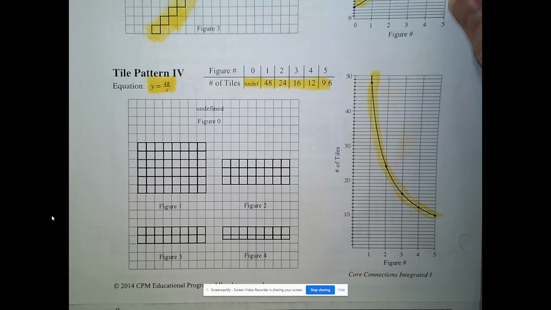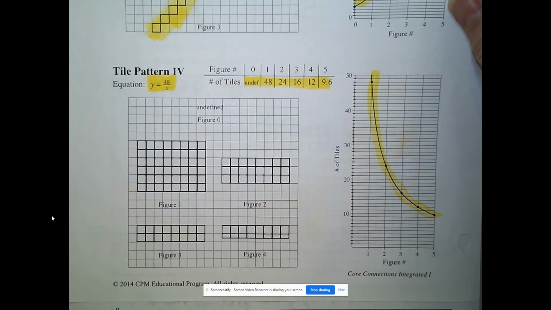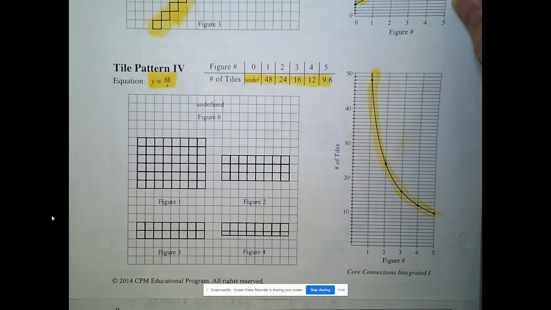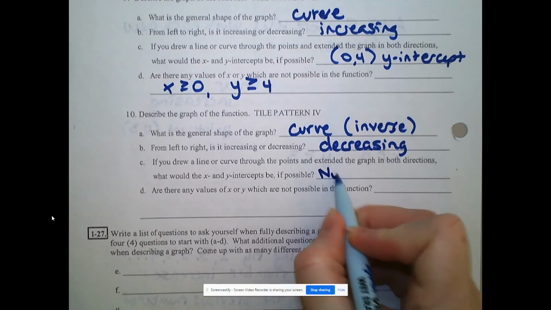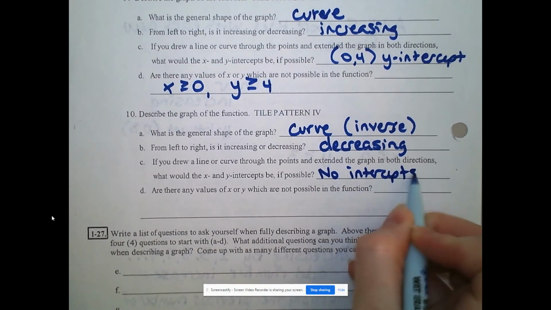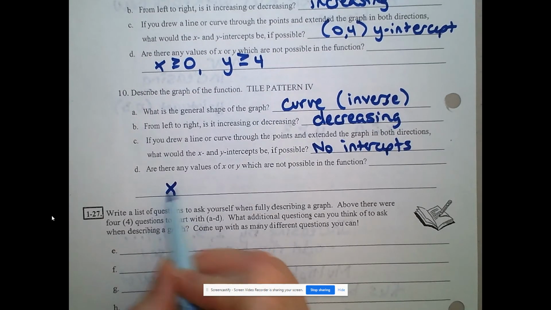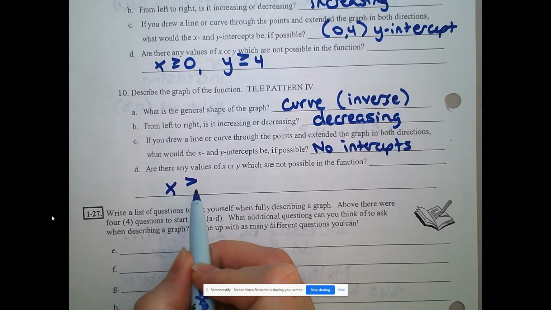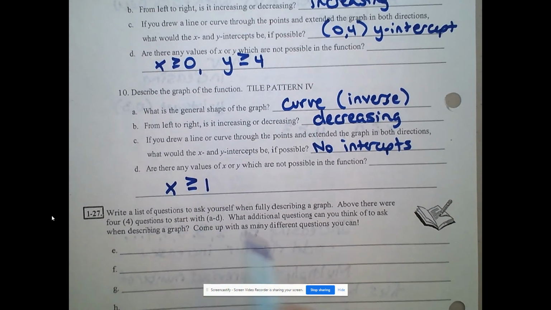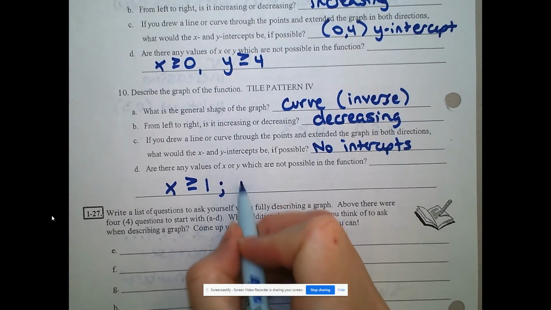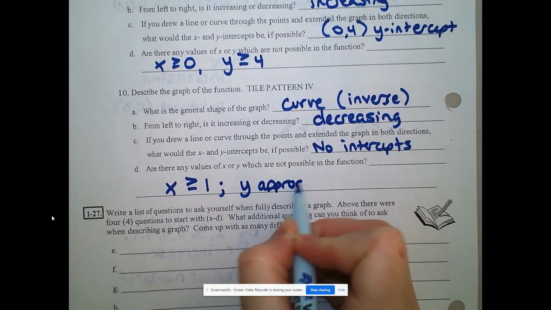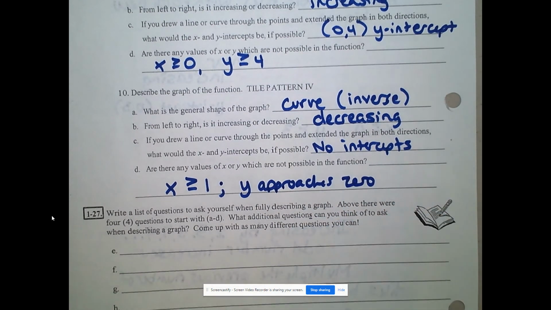And then if we kept going to the right and it kept getting smaller and smaller and we took a fraction of a fraction of a fraction, it would get closer and closer and closer to the x-axis, but never actually touch the x-axis. So this one has no intercepts. Are there any values of x or y which are not possible in the function? So x must be greater than or equal to 1, because we didn't have a 0. And y will approach 0, but never be 0. So y approaches 0.